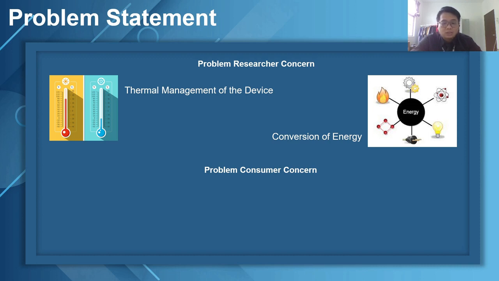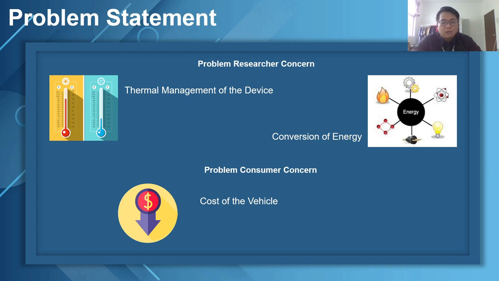And the device to do the job is the inverter. So the inverter sits between the battery pack and also the motor of the electrical vehicle. So the inverter needs to have very high efficiency in order to reduce the energy loss during the conversion process. Next is the problem that the consumer is concerned about, which is the overall cost of the vehicle. But by using gallium nitride as the base material to build an inverter, it is able to lower about 10% of the overall cost when compared to the typical semiconductor, which is silicon.